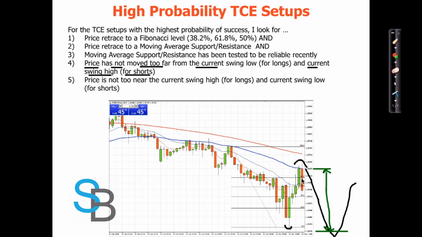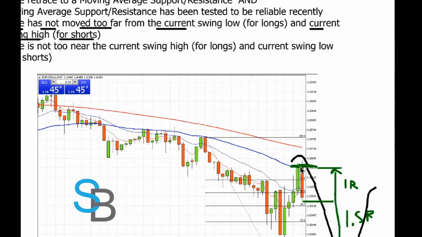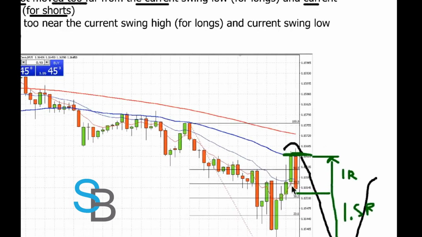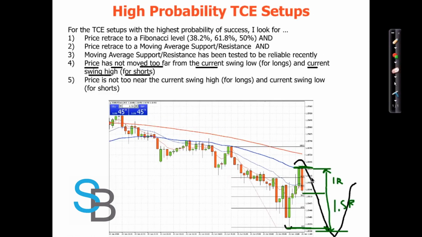Okay, so we want to ensure that the price has not moved too far from this level and not too near to this level. So we have got again a nice 1 to 1.5 risk to return ratio. And again, if the price has moved already too far from the swing high, we could always place a limit order, and hopefully the price will come back slightly to fill us at a higher price, so our 1R is smaller, and we can get 1.5 to 2R right at the current swing low or just below it.